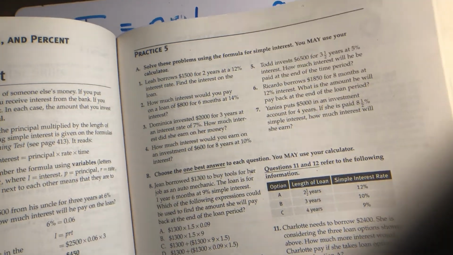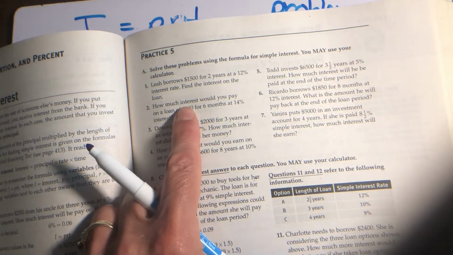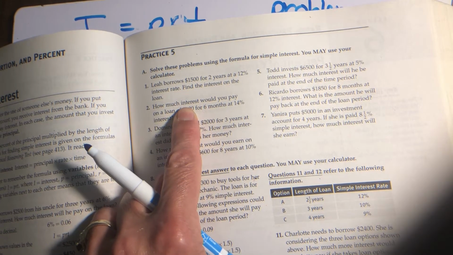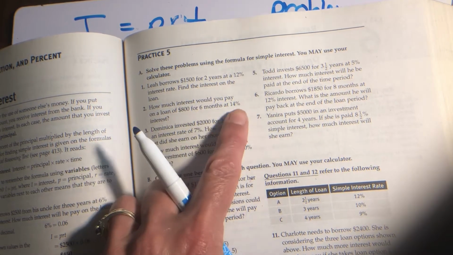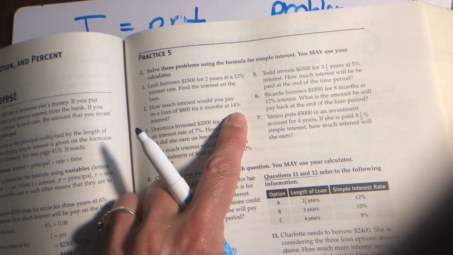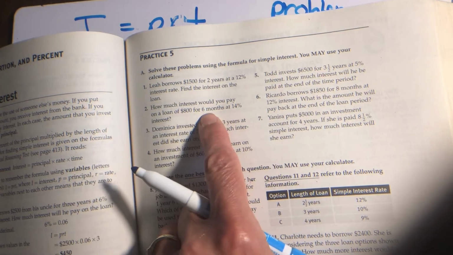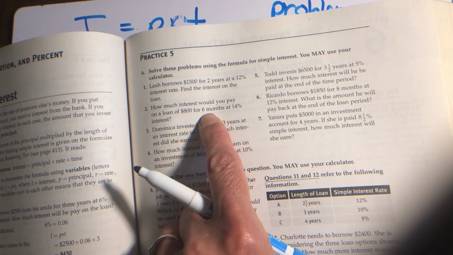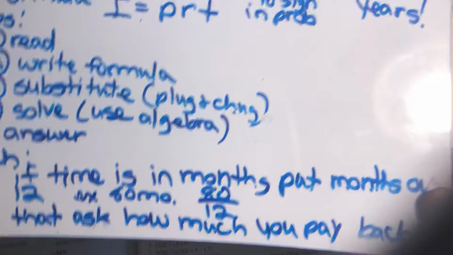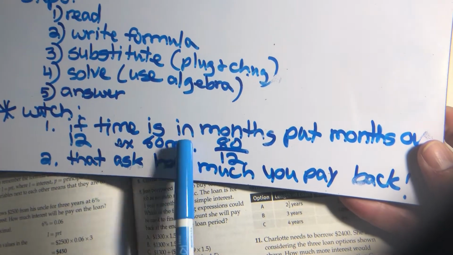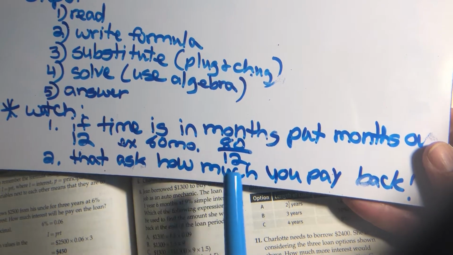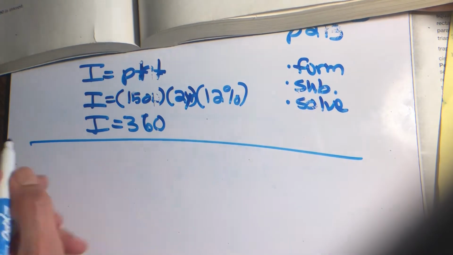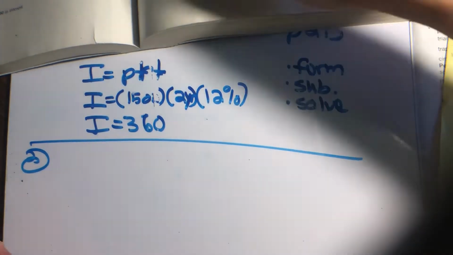All right. Let's do number 2. How much interest, notice we're looking for interest, would you pay on a loan of $800 for 6 months at 14%? Okay, I hope you notice. How long are you borrowing the money? 6 months. What did we say in our notes? If the time is in months, what are we going to do? We're going to put it over 12, okay? So that way you don't have to worry about keeping up with any conversions. Just plop that over 12.